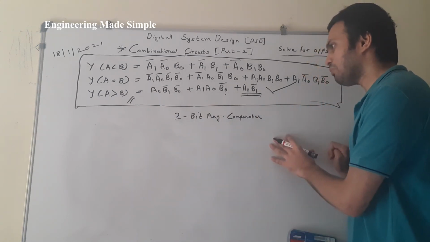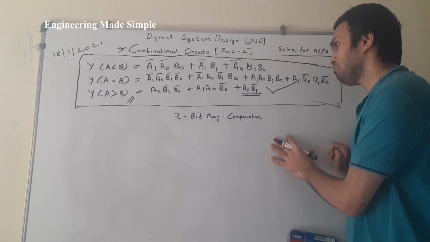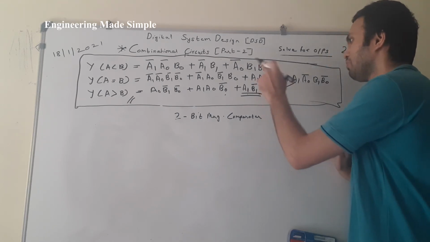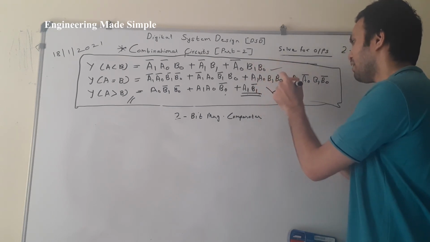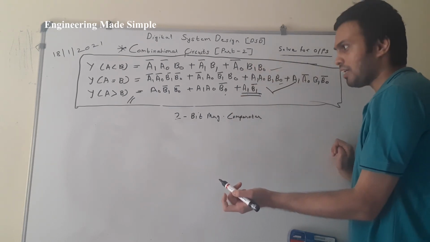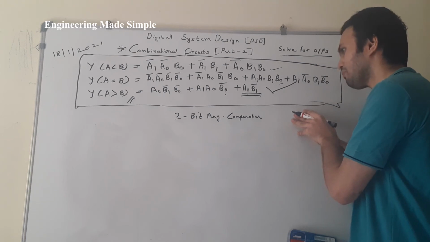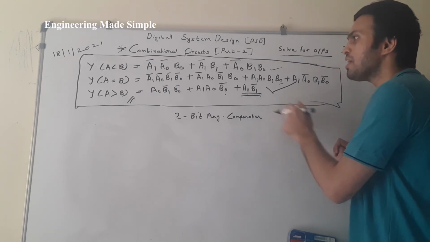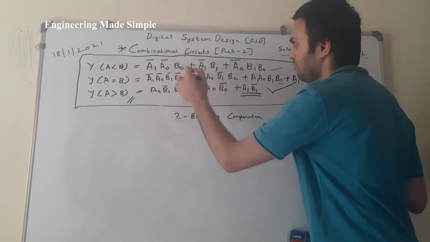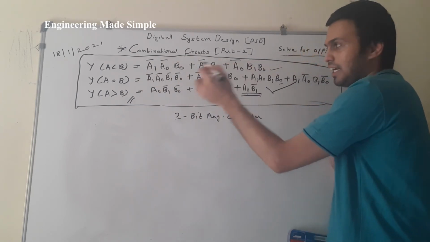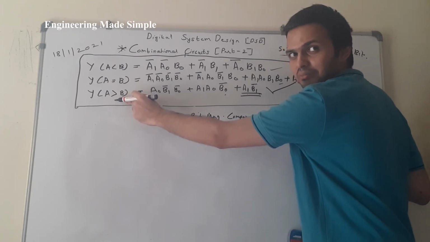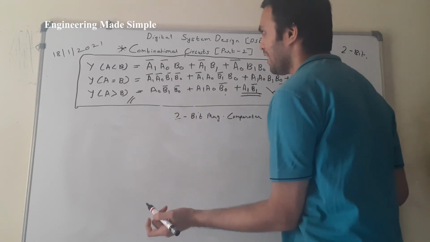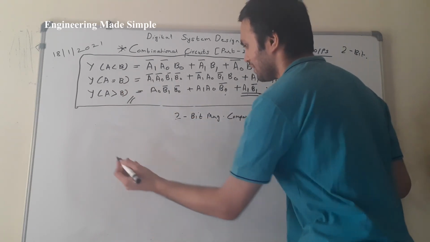Now we will start implementing this circuit using basic gates. Now actually when you are asked to implement a 2-bit comparator, you are supposed to implement all these three equations. But by now you should be comfortable in drawing the circuit diagrams. So I am going to show the implementation for only one output, that is Y for A less than B, and the remaining two you can complete on your own. So let us start drawing the circuit.